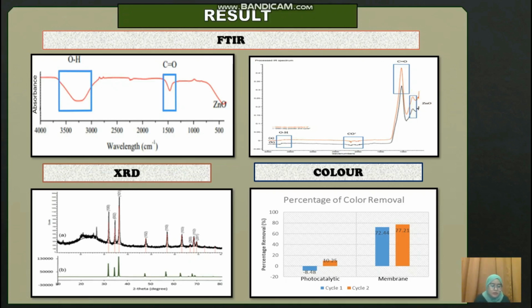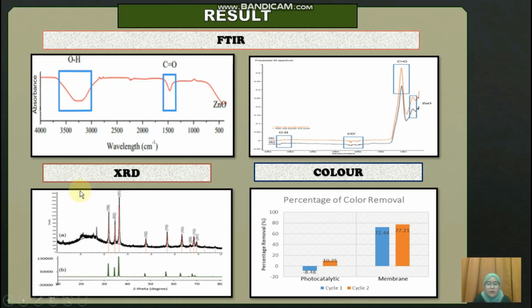The FTIR spectra of the 3 different zinc oxide clay photocatalysts had almost the same peaks in the same range. It shows that the zinc oxide clay synthesized using the precipitation method did not change their molecular components and their structures.